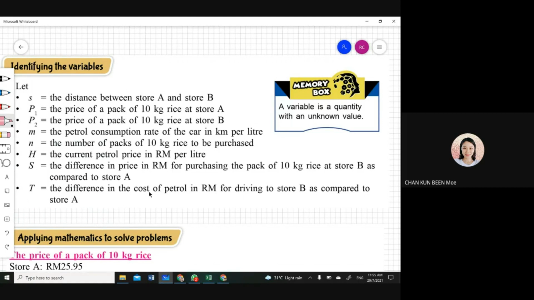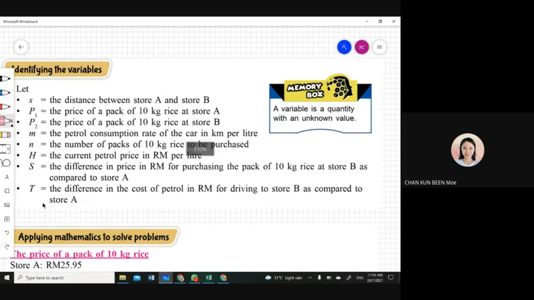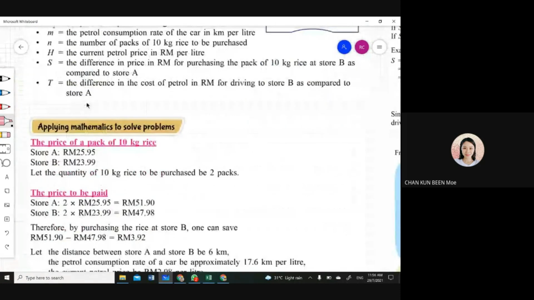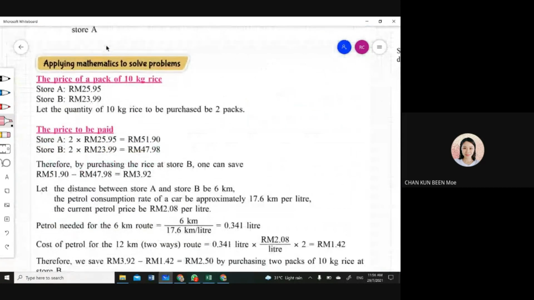So that is the difference of cost of petrol. Okay, you can see there are so many variables over here, so we have to think one by one slowly. Okay, now the next one is applying mathematics to solve the problem.